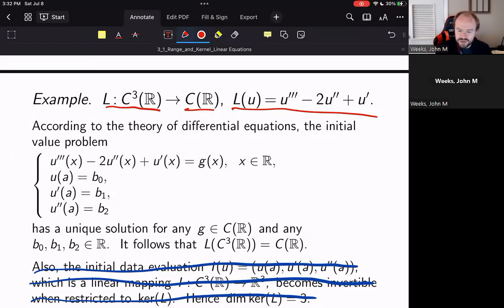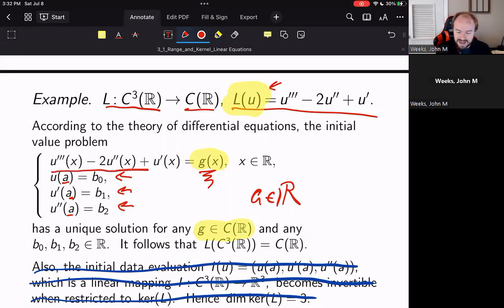According to the theory of differential equations, no matter what you put over here for g of x, as long as you put in initial values for u of a, u prime of a, u double prime of a, for some specific initial value that you want to plug in, some a inside of the real numbers, then you get a unique solution for any g that you plug in for what this needs to be equal to. Remember, that's the element of the range. That is going to be your L of u.